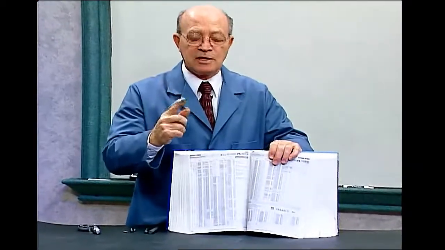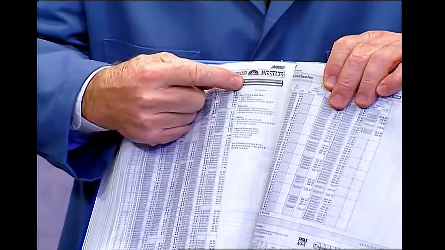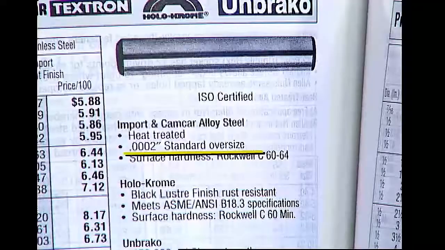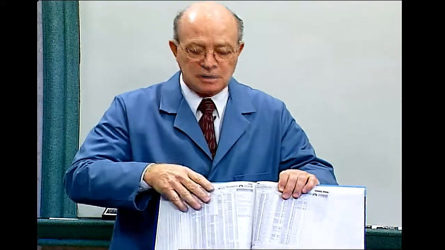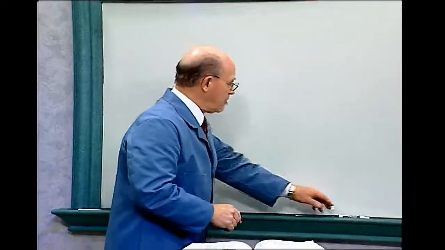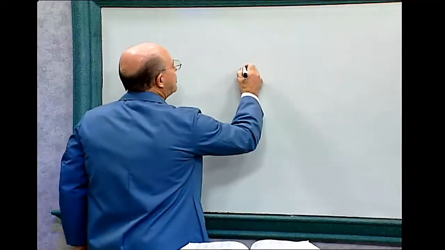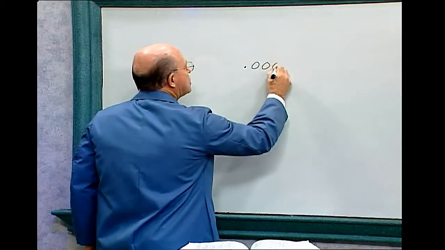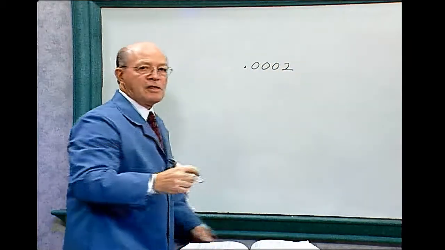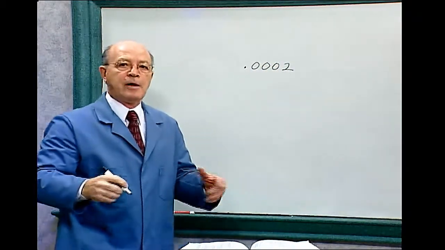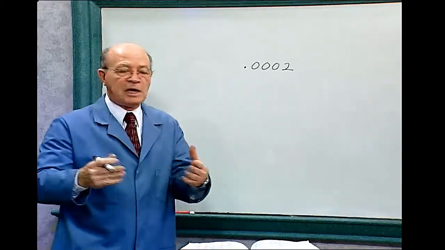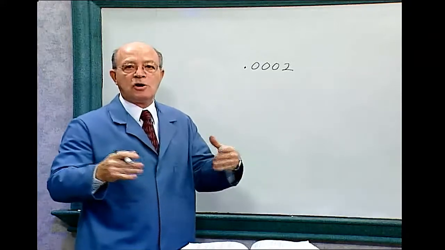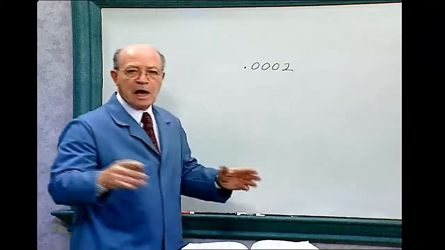But notice here what it says about the dowel pins over here. Notice that it says they are 0.0002, 2 10,000ths oversized. Let's write that number on the board here. That's 0.0002, 2 10,000ths oversized. Now, in the machine shop trade, we'll say 2/10, but the right way to say it is 2 10,000ths oversized. Now, why is that? What are dowel pins used for?